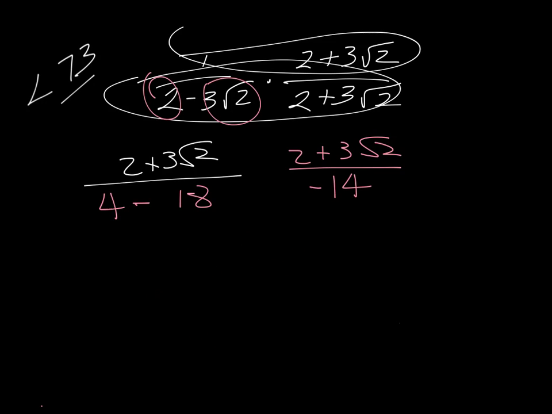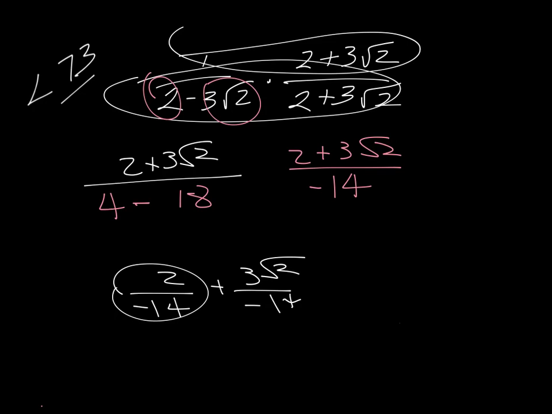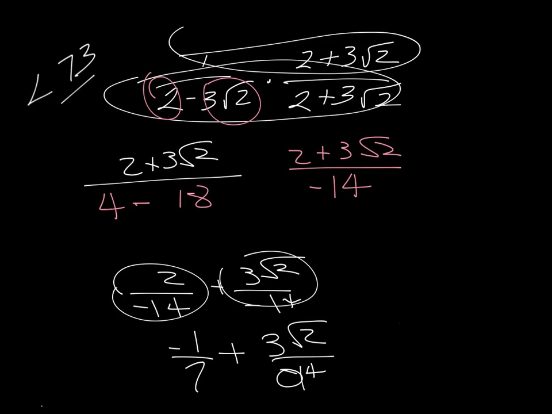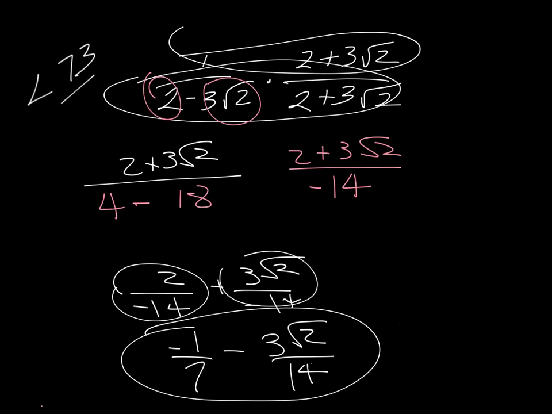What did we do here? 2 over negative 14 plus 3 square root of 2 over negative 14. This reduces to negative 1/7 plus, and nothing changes here. And because this negative is here, we could get rid of it and change that plus there to a negative, and there would be our answer there.